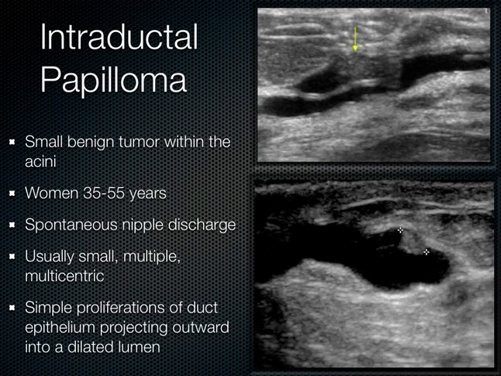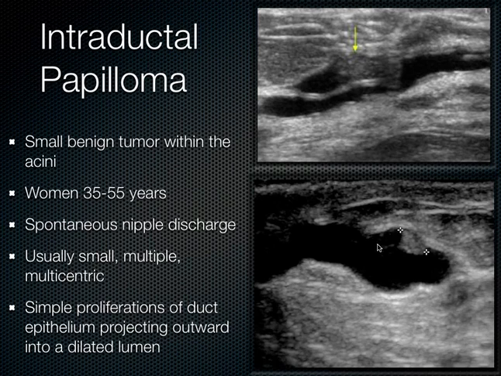And if you get a mammogram on these patients, it looks like there's a raspberry-like lesion on the mammogram, and these can often grow in size and become palpable. It's actually a benign tumor within the acini, in women aged 35 to 55 years old. Sometimes they're small, but they can be multiple, with multiple focal areas. It's basically just a proliferation of the duct epithelium that projects inwards into a dilated lumen. We can see that again over here.